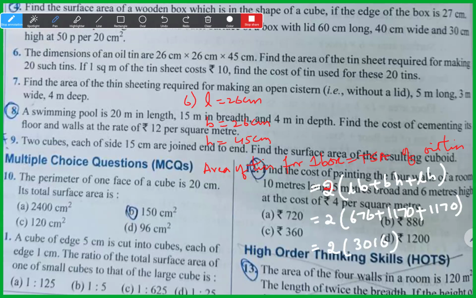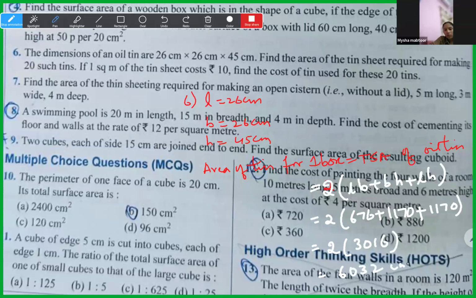Yes, Manisha. This will be 2 into 3016. It will be 6032 centimeter square. This is just for one box, for making one box.